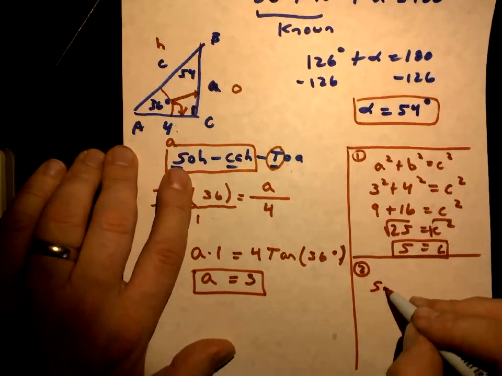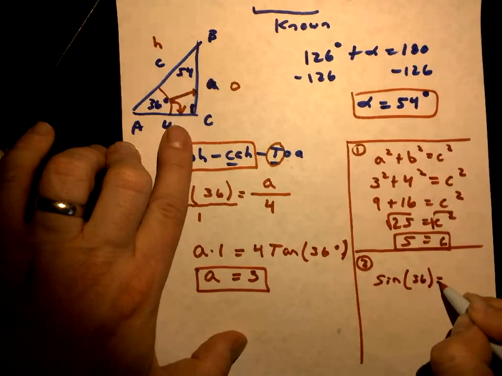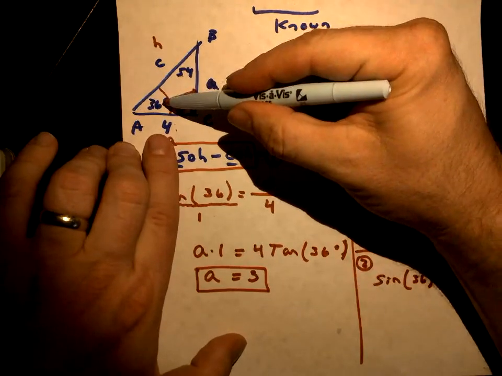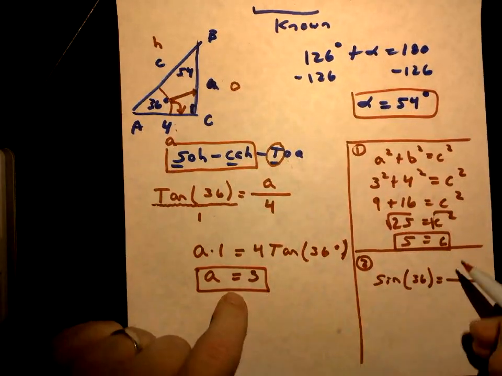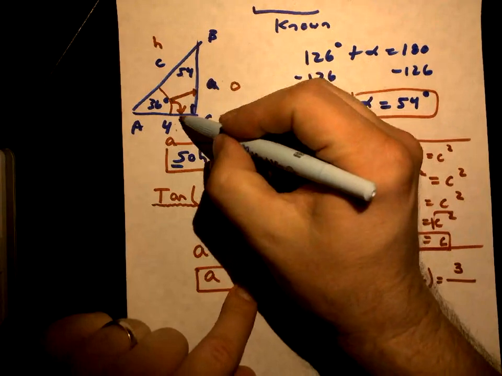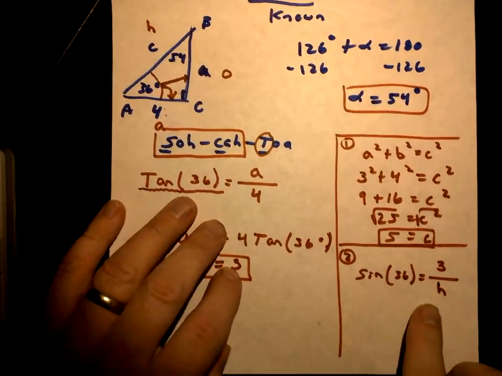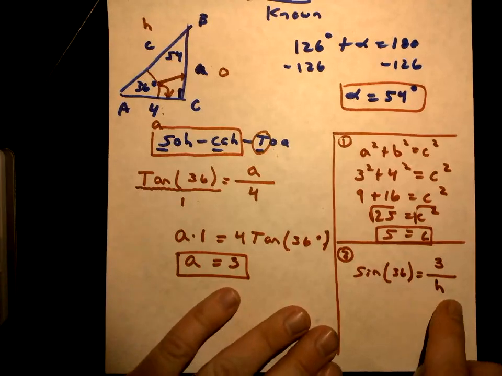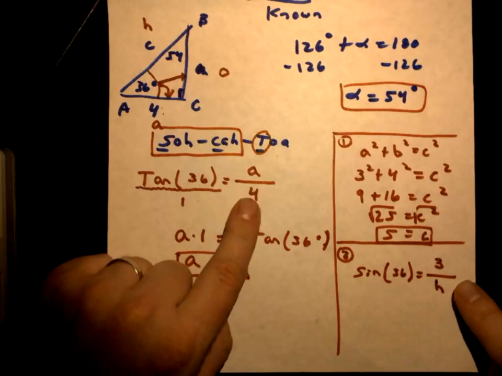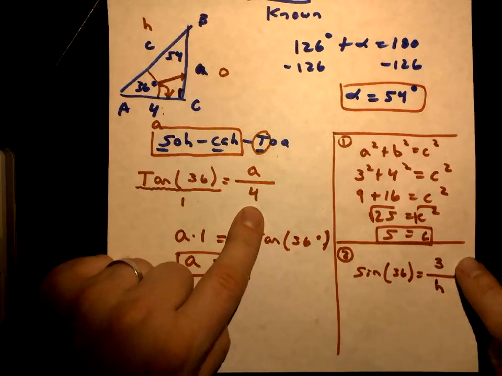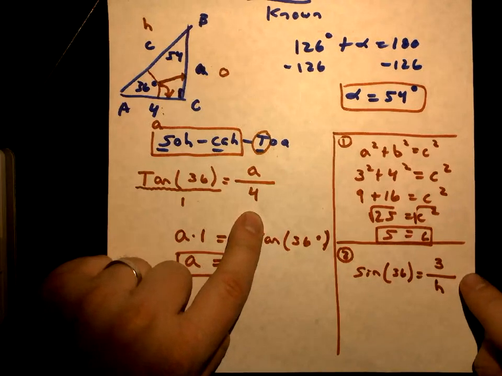Okay, so sine of 36 is equal to opposite, which is, remember what A is? A is 3. So that over H, which is the hypotenuse. Okay, so now you have this. Do you remember what to do here? It's the same procedure, but look at the fraction. Do you see how this is kind of flipped around a little bit? If you don't see that, look again.